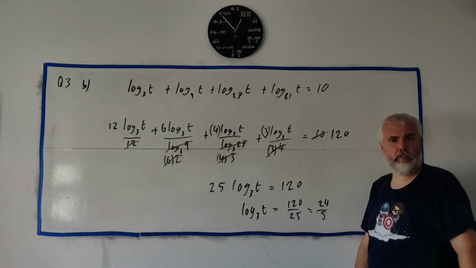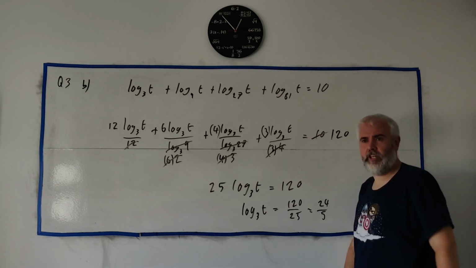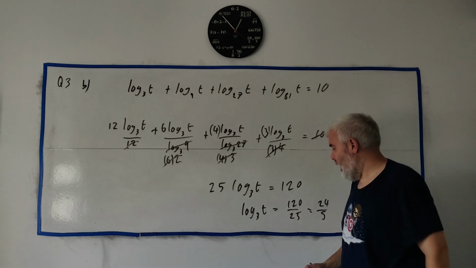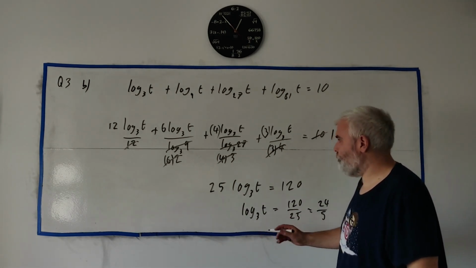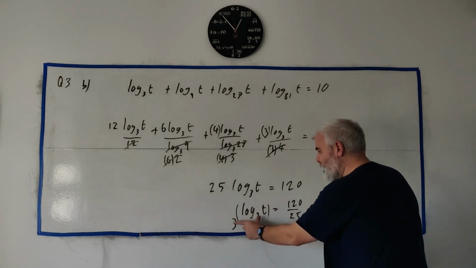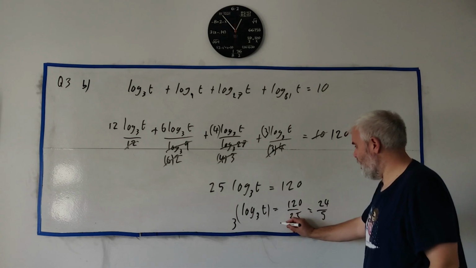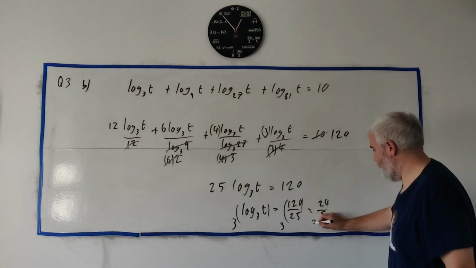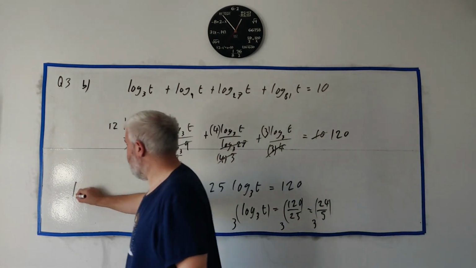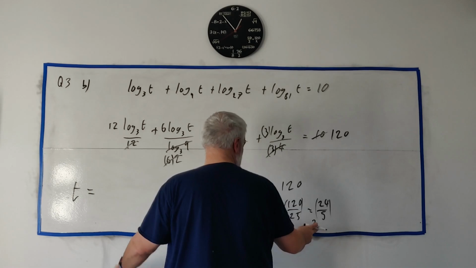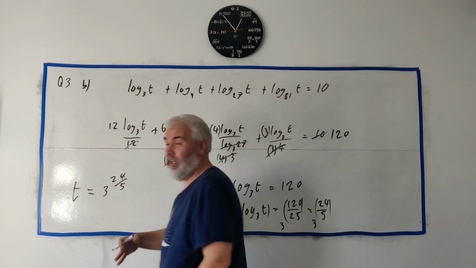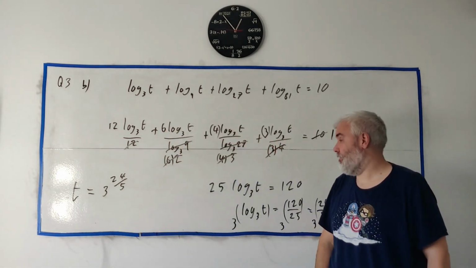We want t on its own. How do we get rid of log to the base 3? Logs are easy to get rid of. They're just the opposite of powers. Log to the base 3, if we put 3 to the power of this, that destroys it and just leaves a t. We just need to do the same to both sides, or in this case, 3 sides. So this will destroy this and we're just left with t. T equals 3 to the power of 24 over 5. And that's the formula we wanted, the answer.